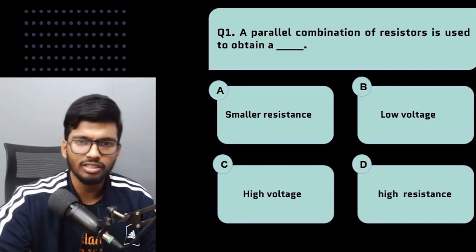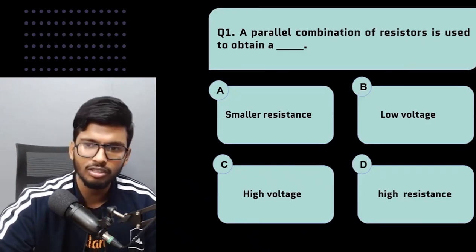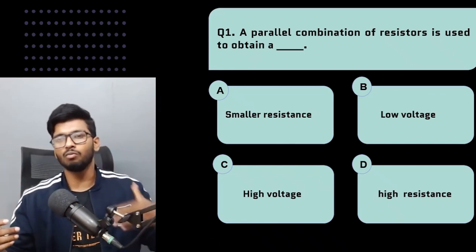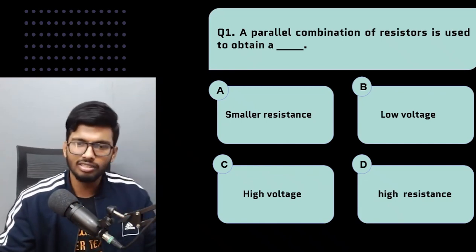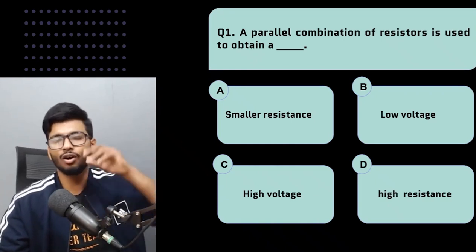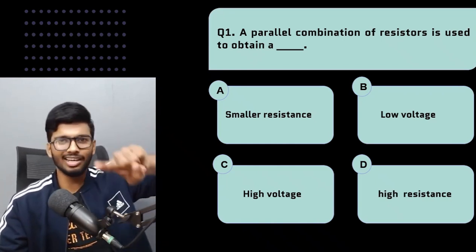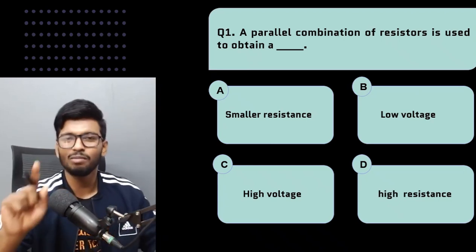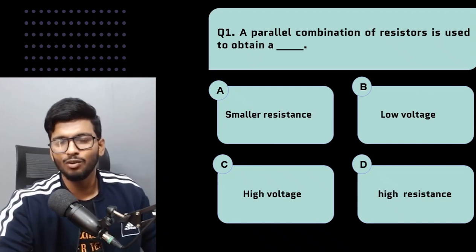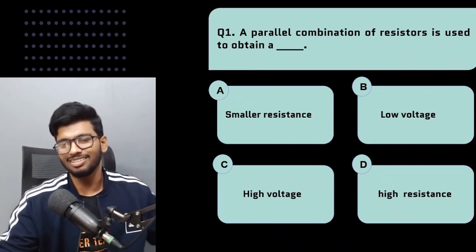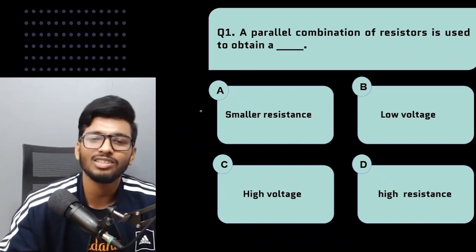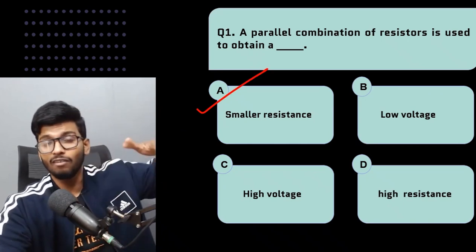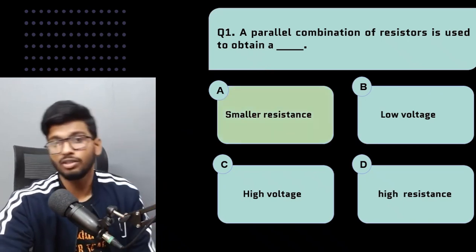A parallel combination of resistors is used to obtain what? Smaller resistance, low voltage, high voltage, or high resistance? When you connect resistors in parallel, what is it that you get? I'll answer the quiz in 10 seconds. If you guys need more time, pause the video and take as much time as you want, but get the right answer, and don't directly go check out the answer. The answer in 3, 2, 1 is going to be smaller resistance, guys, because when you connect the resistors in parallel, the equivalent resistance is going to be less than the individual resistances.